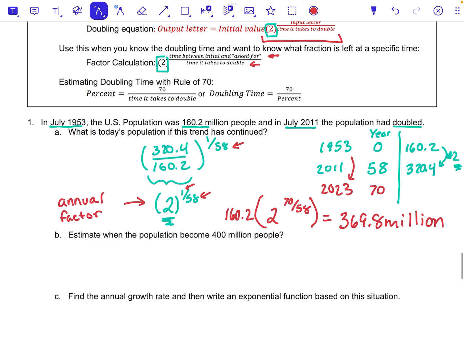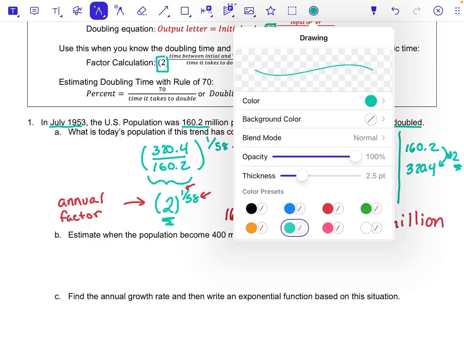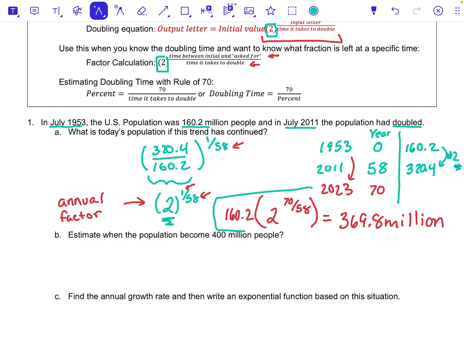Using the setup we have right up here, we can then do this next problem. So we're going to take this building block and use it down here. We want to estimate when the population will be 400 million people. So we're looking for when the output is going to equal 400. We still have that same initial value, and then we're going to have 2, but this time we're not going to have that 70 because that's what we don't know. We want to figure out what that time needs to be in order to get 400 million people. So you notice the structure I have here. This is the piece I want to know.